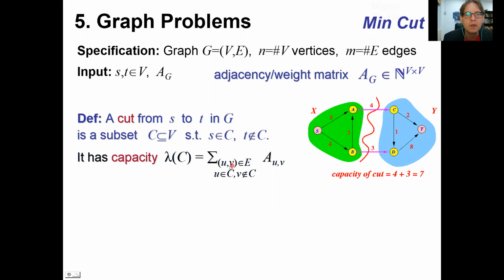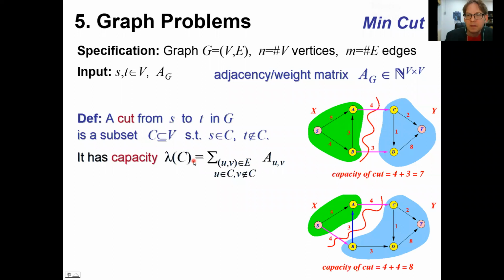And the capacity of a cut is the sum of the capacities of all edges thus induced. So in this example, the capacity of this cut is 4 plus 3, because this edge has capacity 4, this edge has capacity 3, and the edges in the green part don't matter, and the edges inside the blue part don't matter. So this is the total capacity.